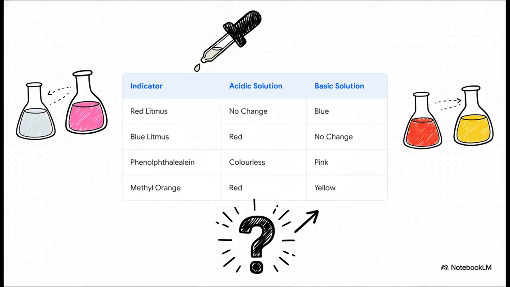Okay, now, please pay very close attention to this slide. This table is extremely important from an exam point of view. Questions on these color changes come up all the time. You absolutely have to memorize this. For example, look at phenolphthalein. It's colorless in an acid, but it turns this beautiful pink in a base. And methyl orange? It's red in acid and yellow in a base. I would suggest you even pause the video right here and make sure you know this table by heart.